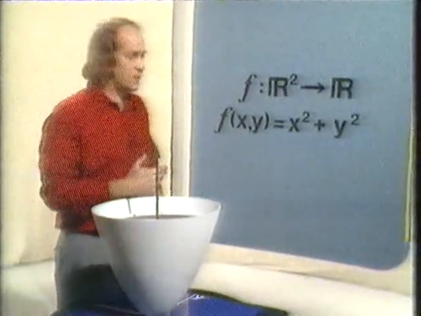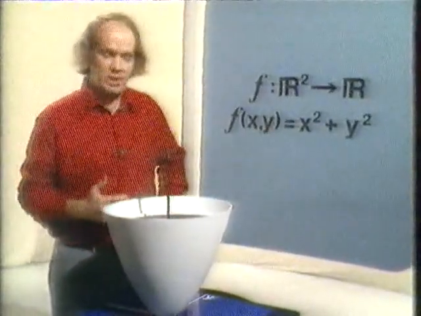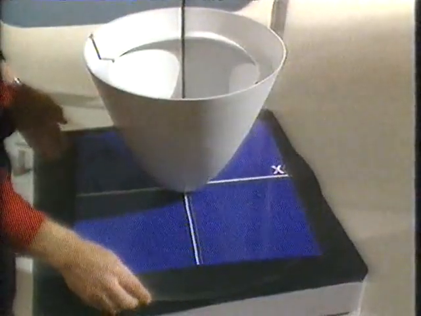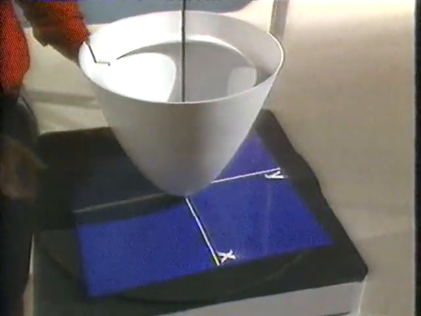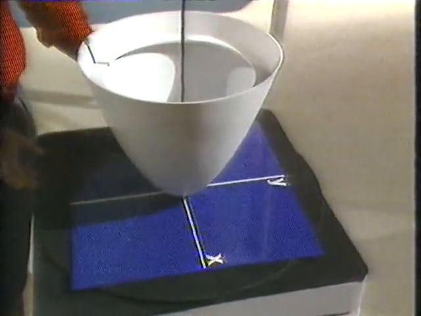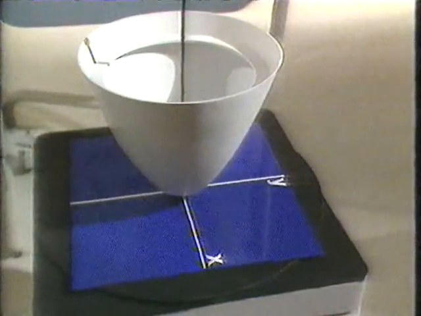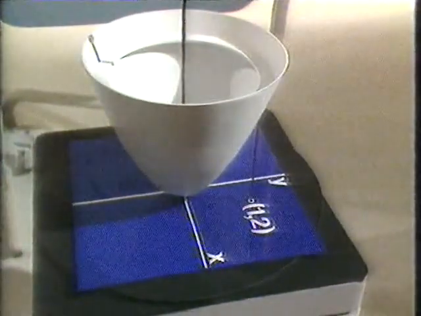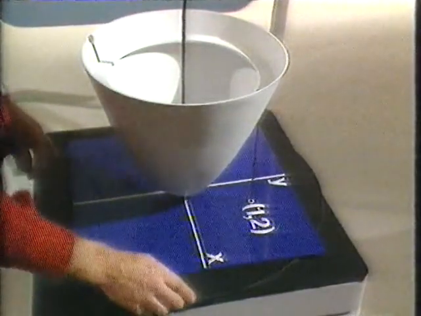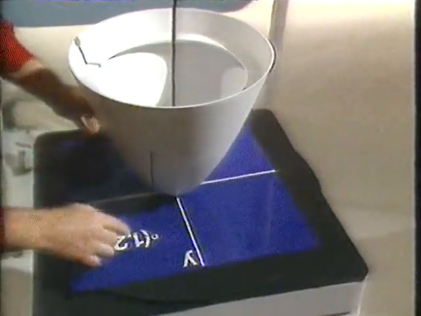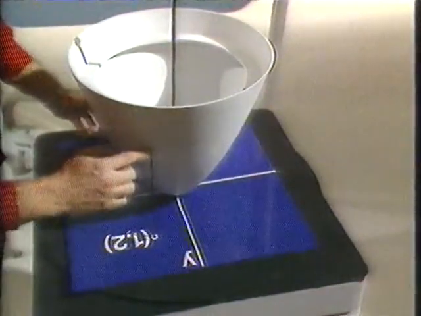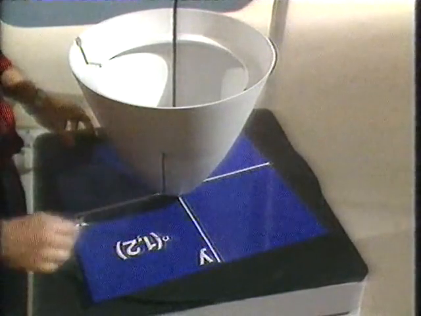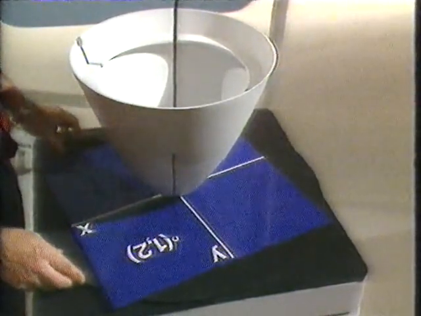Now, we know that such a function can be represented by a surface. And here it is. It's just a paraboloid. Now we're going to look at the point (1, 2) in its domain. Well, the function maps this point to a point on the surface, a vertical distance 1 squared plus 2 squared, or 5 units above the xy plane.